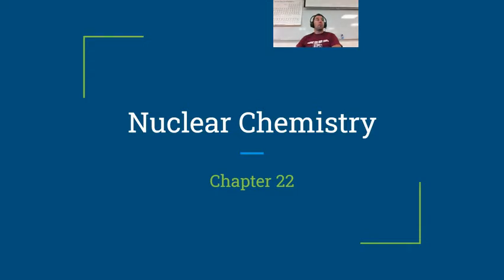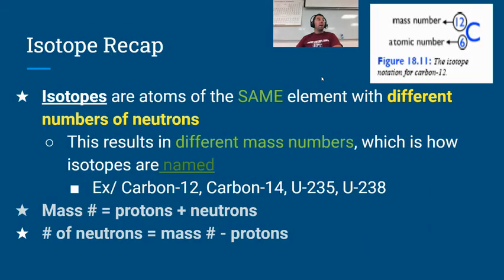All right, we are going to talk about nuclear chemistry today. So, super exciting. Now, first off, we're going to do a quick recap of isotopes. Okay, so up here we have our isotope notation of carbon 12.